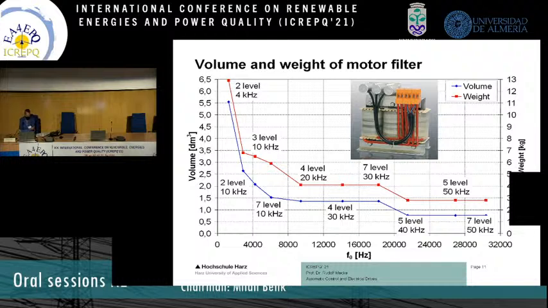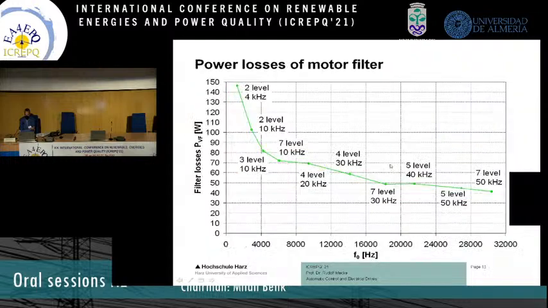About 80%. But a further increase in the number of levels and the switching frequency does not result in any further reduction of volume and weight. This slide shows the corresponding power losses of the motor filter, and the losses can be reduced by about 65%.